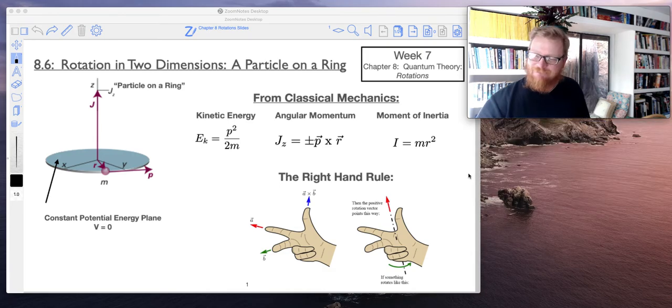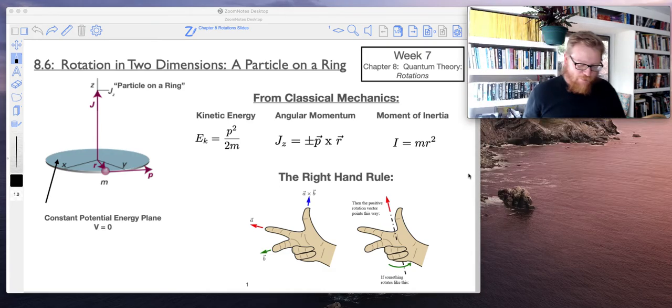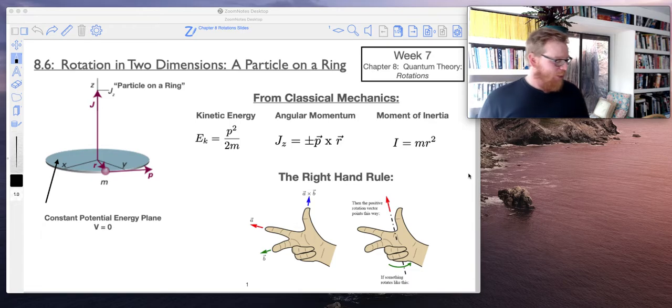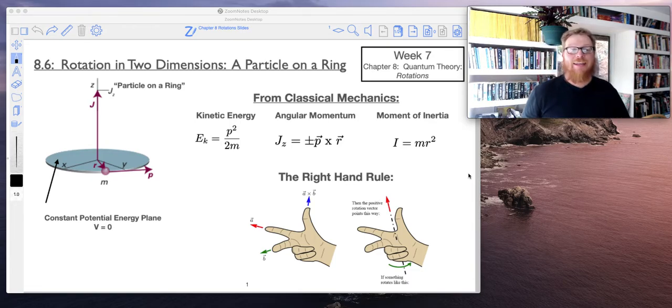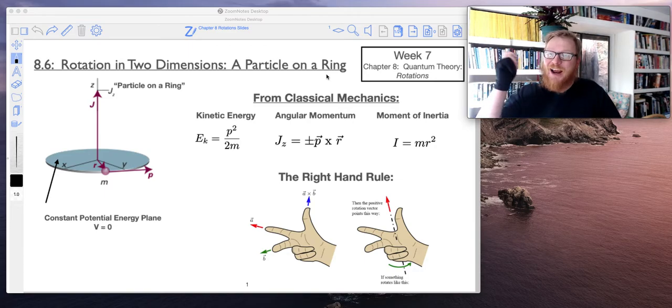All right. Woo! I haven't played any music in a while, and I was putting together these slides on rotations and particle on a ring, our next problem, and I couldn't get that song out of my head. You spin me right round, baby, right round. Okay, anyways, so obviously you can tell what we're getting into. Particle on a ring. Let's go, let's do it.